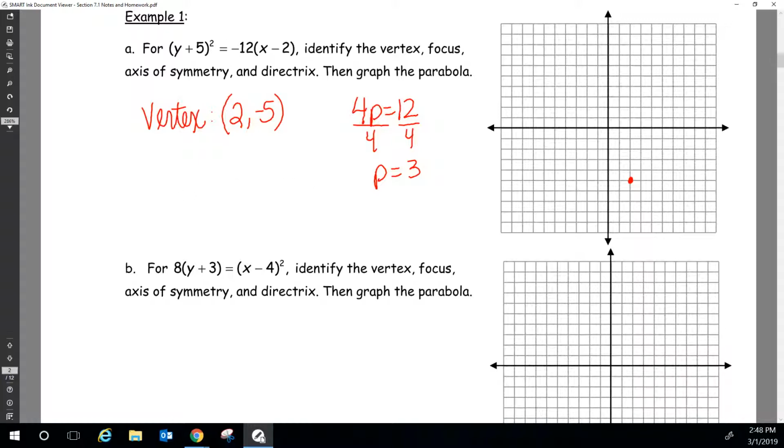That means from my vertex, I'm going to go to the left 3, 1, 2, 3, to get to my focus. And so what point would that be for the focus? The focus here is at (-1, -5). And then we're going to go to the right 3, 1, 2, 3, to get to our directrix. And this line for the directrix looks like that's at x = 5.